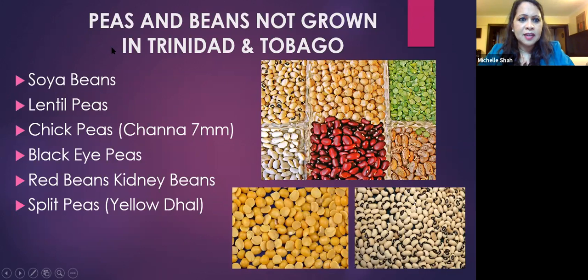And finally, we have the peas and beans not grown in Trinidad and Tobago. We have a variety of them known as the soya bean, lentil, chickpeas, or chana, which is around 7 millimeters, black-eyed peas, red beans, and split peas. These are the peas and beans which we do not grow here in Trinidad, but we use them in abundance for preparation of meals and so on. As shown in the photo, you will see all the types of peas and beans which we do not grow right here in Trinidad due to the temperature required for their growth, you know.